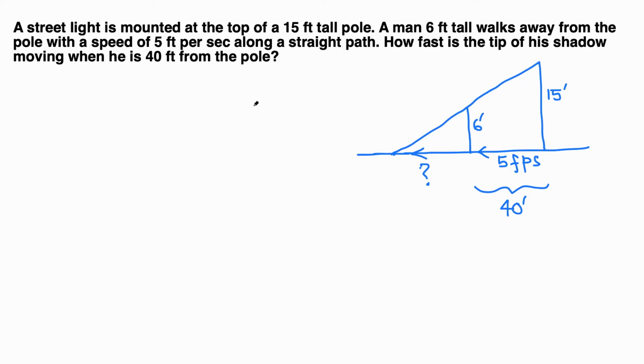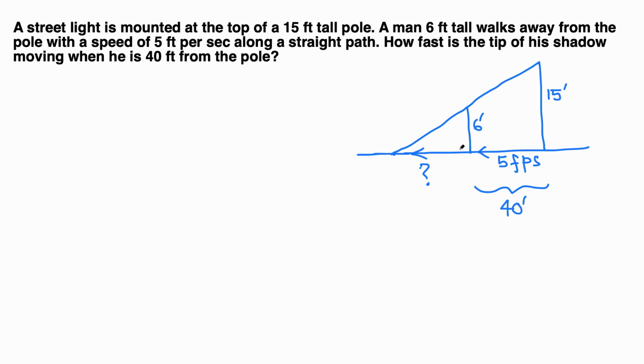Read the question carefully. Here we've got a street light mounted at the top of a 15-foot tall pole. So something like this. This is the 15-foot tall pole. A man 6-foot tall walks away. Let's say this is the 6-foot tall person who walks away from the pole with a speed of 5 feet per second. So it's going 5 feet per second.